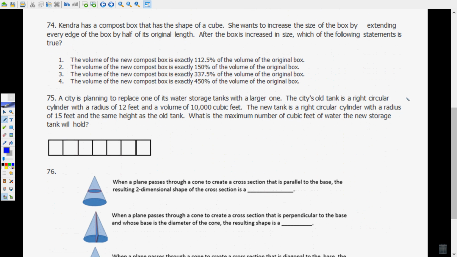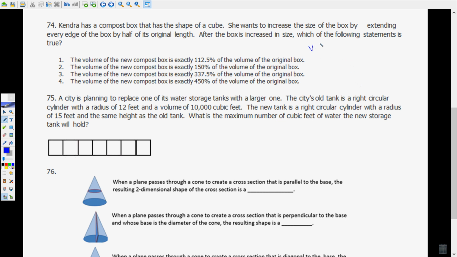Number 74, Kendra has a compost box that has the shape of a cube. She wants to increase the size of the box by extending every edge of the box by half of its original length. After the box is increased in size, which of the following statements is true? So they're asking for what percentage of the volume the new box is.